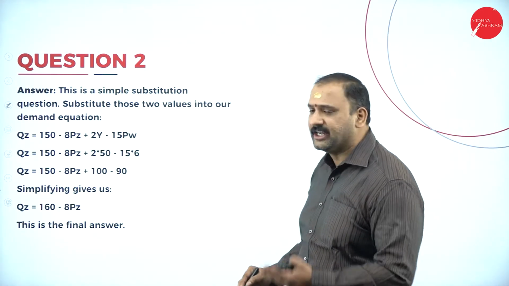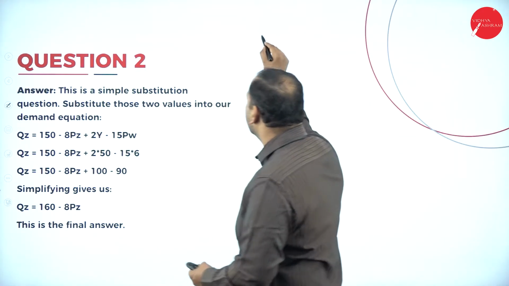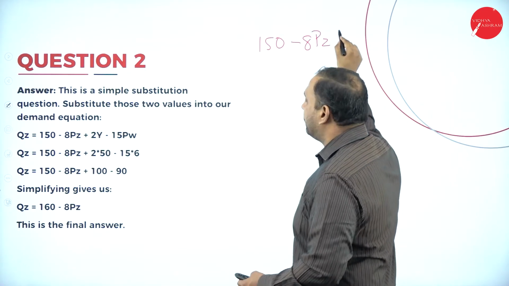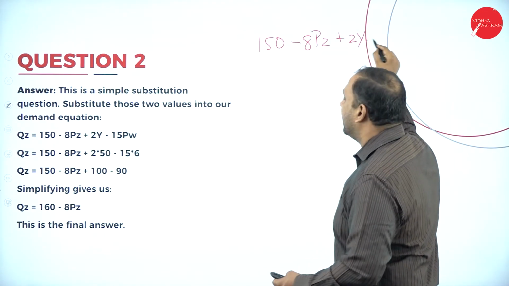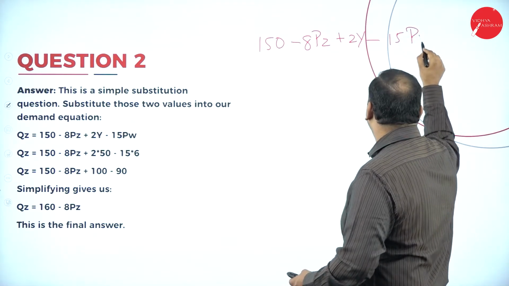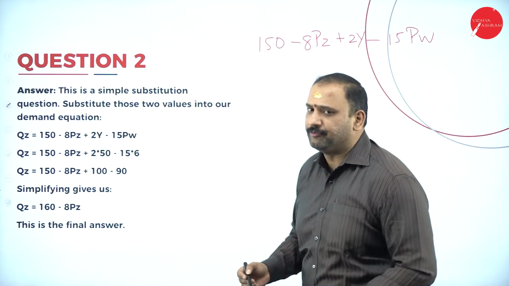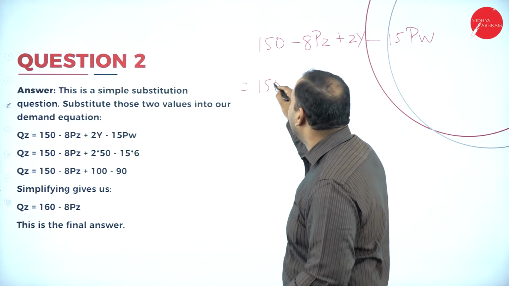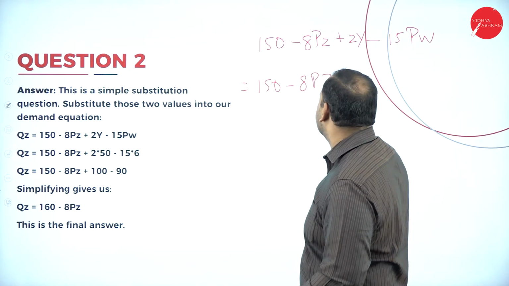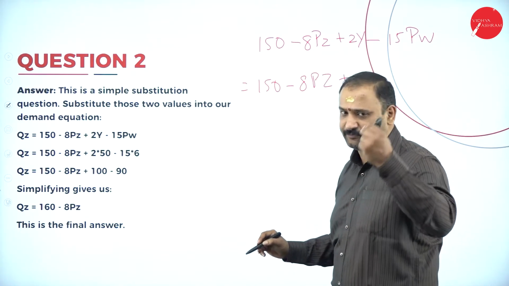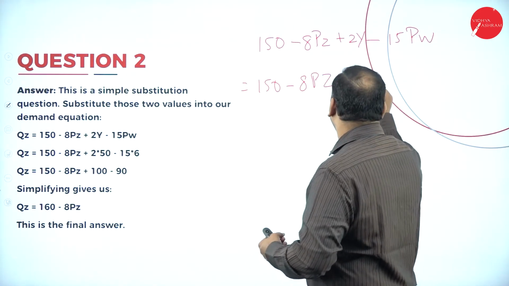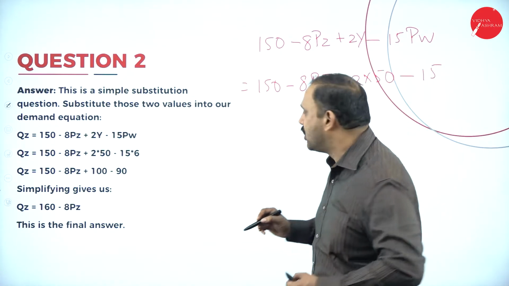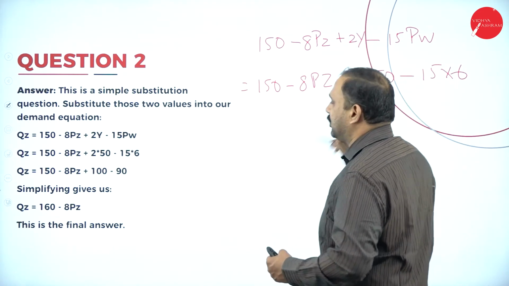Let's try solving it. So the equation is written here: 150 minus 8PZ plus 2Y minus 15PW. What you have to do is fit in the values here. So 150 minus 8PZ. The Y value was given as 50, that is, income is 50, so 2 into 50 minus 15. The PW value was $6, so 15 into 6 is what you have to substitute.